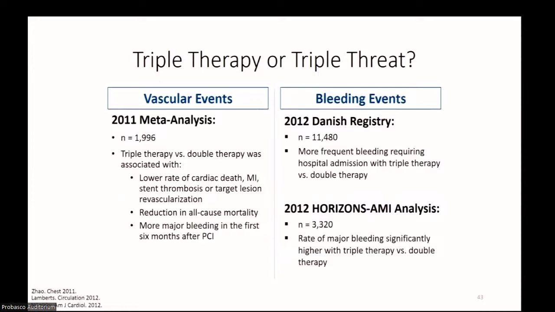This is a triple therapy or triple threat. Some of the other studies that the 2019 ACC/AHA update focused on was this 2011 meta-analysis. And so they did note that triple therapy versus double therapy was associated with lower rates of cardiac death, MI, stent thrombosis, and revascularization, and a reduction in all-cause mortality. But there was more major bleeding in the first 6 months after PCI. For the bleeding events, they looked at the 2012 Danish registry and the 2012 HORIZONS-AMI analysis, both of which saw more major bleeding in the triple therapy group versus double therapy.